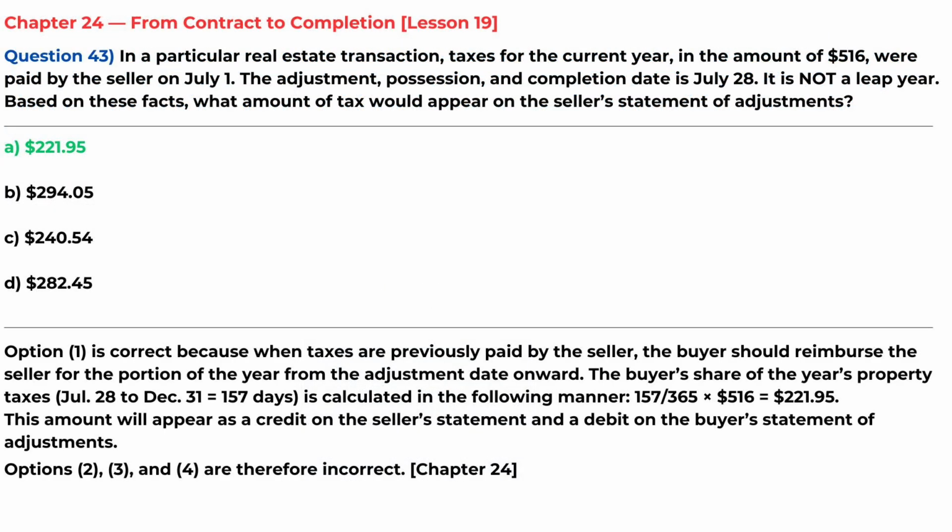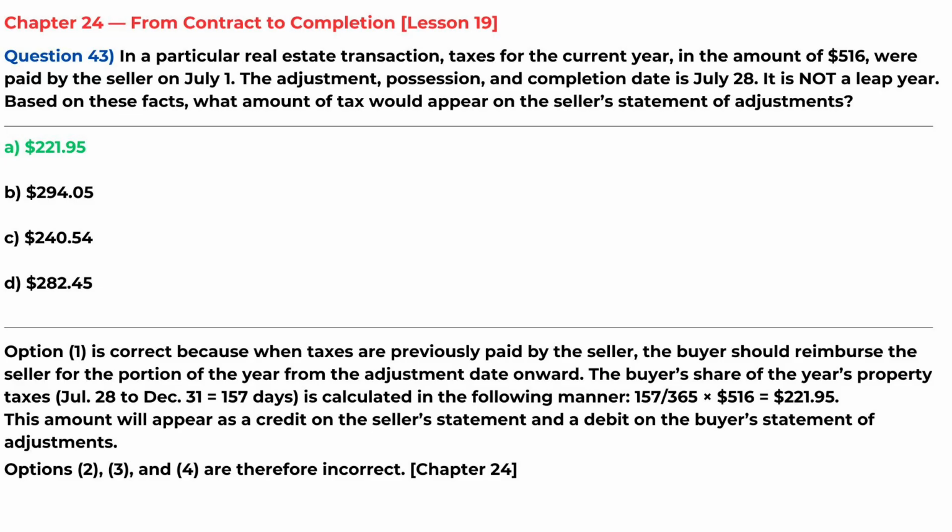Question 43. In a particular real estate transaction, taxes for the current year in the amount of $516 were paid by the seller on July 1st. The adjustment, possession, and completion date is July 28. It is not a leap year. Based on these facts, what amount of tax would appear on the seller's statement of adjustments? Option 1 is correct because when taxes are previously paid by the seller, the buyer should reimburse the seller for the portion of the year from the adjustment date onward.